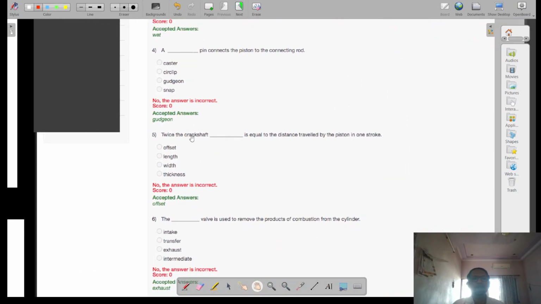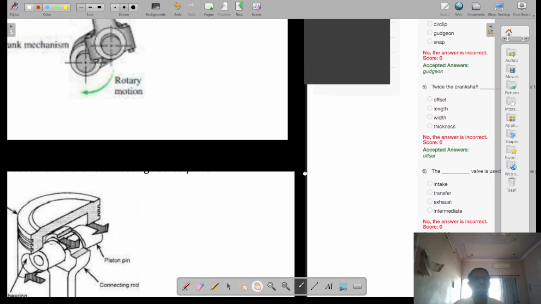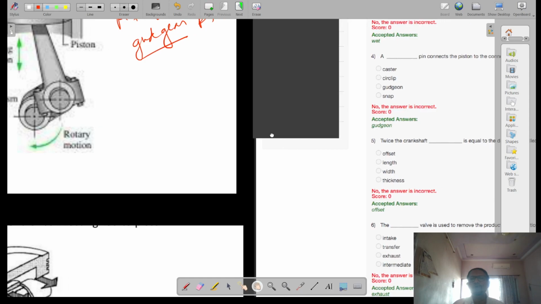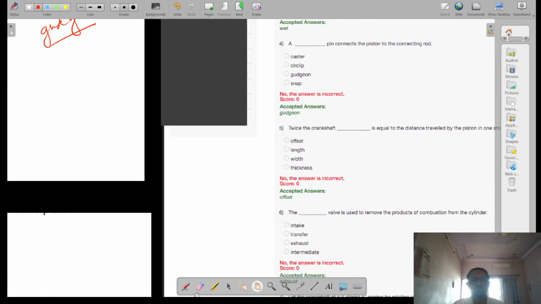Then twice the crankshaft is equal to the distance traveled by the piston in one stroke. So what is that? Is it the length of the crankshaft? No, it is offset. ये जो offset रहता है, इसको यहाँ से यहाँ तक हमको offset बोलते हैं. इसका जो डबल होता है, twice of this offset will be the stroke. Just remember. So your answer is offset.